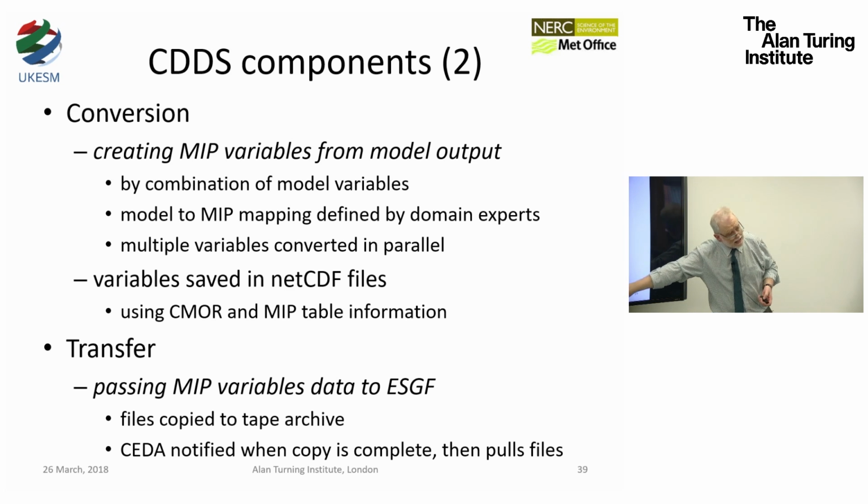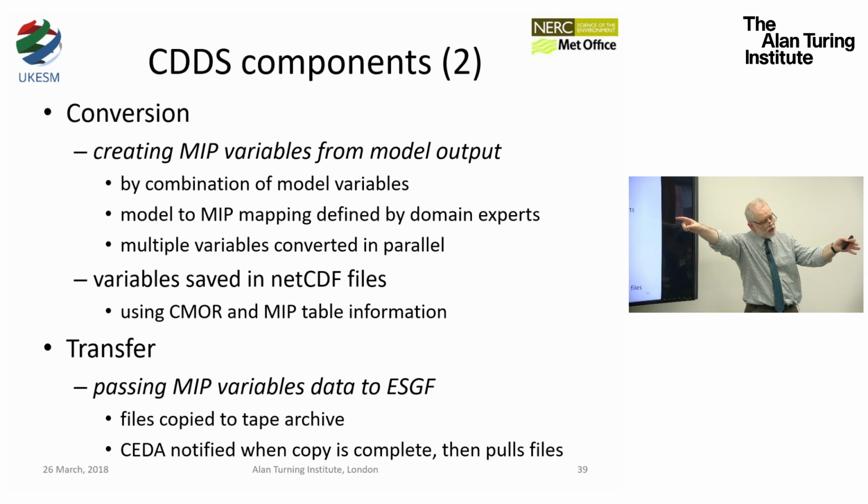So the way in which we do this step is we put the converted data back in the tape archive, and then we send a message to CEDA, and at their leisure they can extract those files from our tape archive for them. So it's a pull request that they put through.